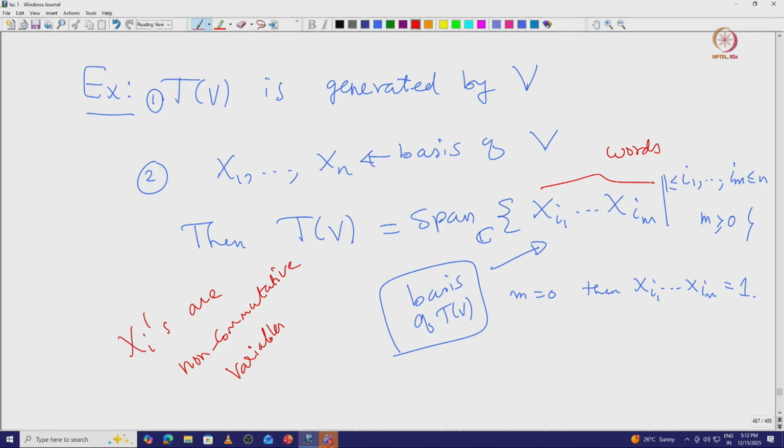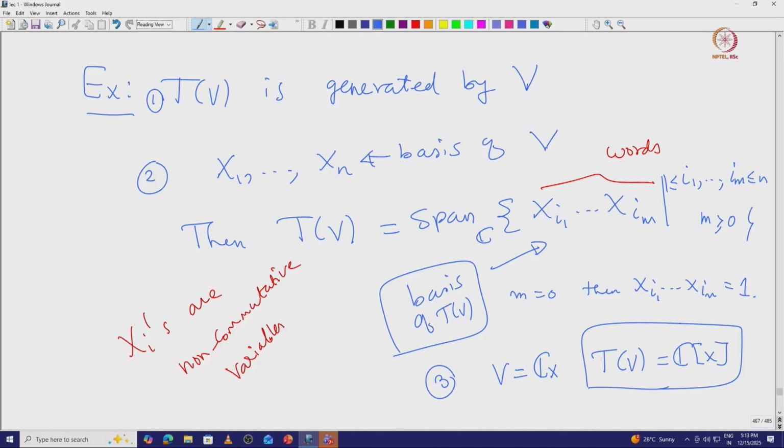Okay. So, what happens if I take only one x? Then that is easy to see. If V is just a one dimensional space, then TV is going to be exactly, so maybe let me write capital X as this basis of V. Then TV is exactly going to be the polynomial algebra generated by x, because if I take any word coming from x, it is going to be just powers of x, and they all will commute. So, TV becomes exactly the polynomial algebra generated by this capital X.